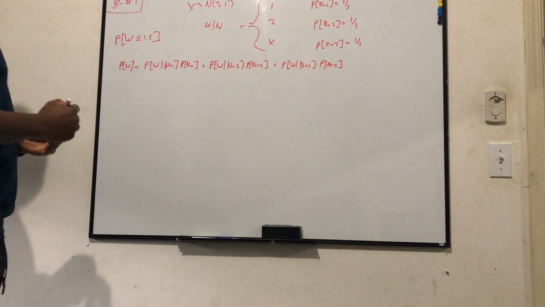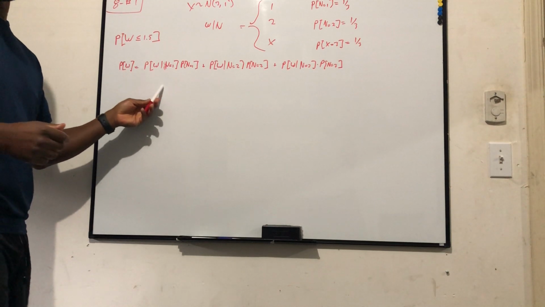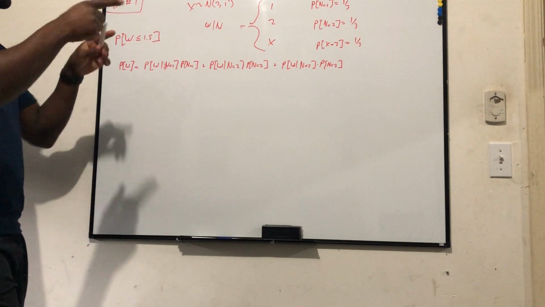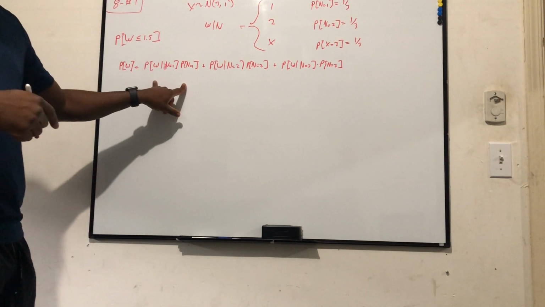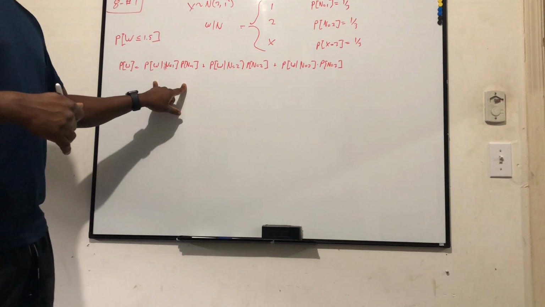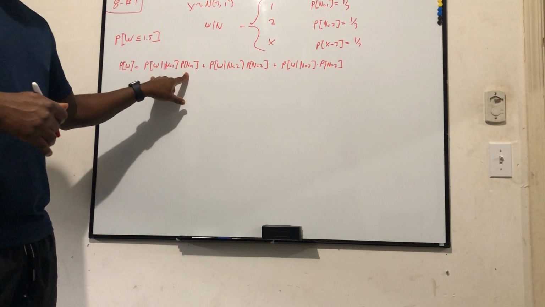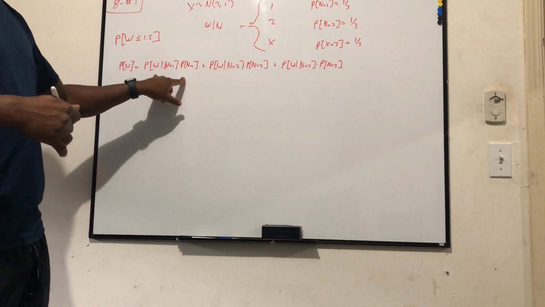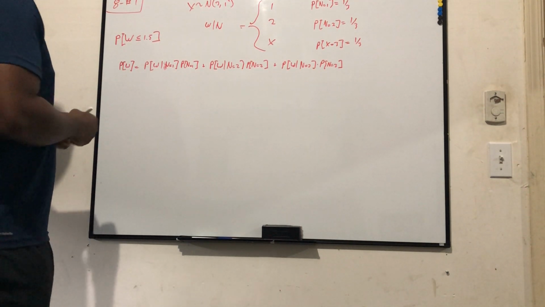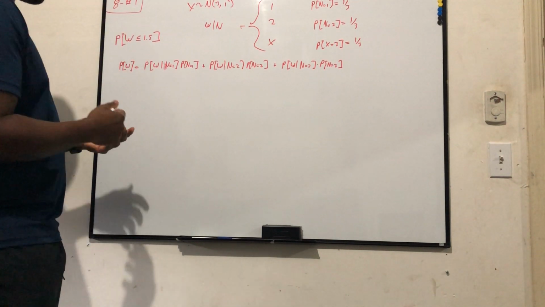Okay, so we need to look at that, and we know these conditional probabilities are what we're really looking for. These are joints, right? Two conditions are happening at one time. So we're looking at when N is 1, W is 1, and what that will be. So let's just look at the first one.